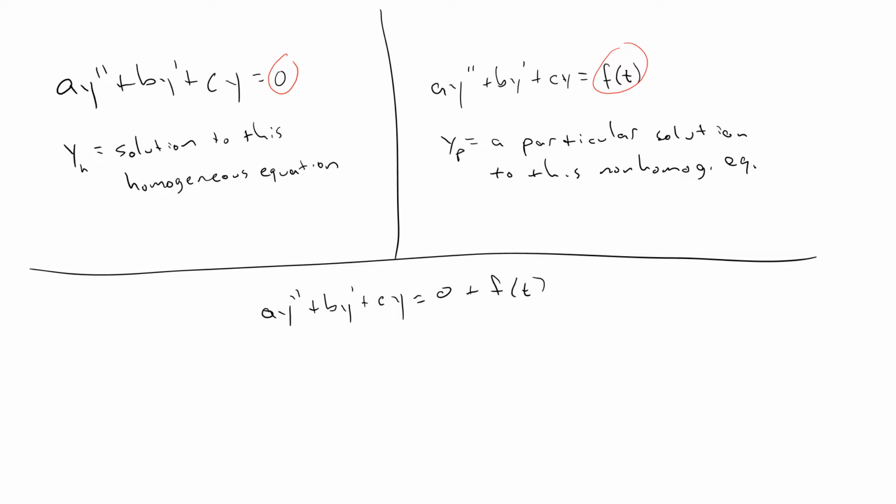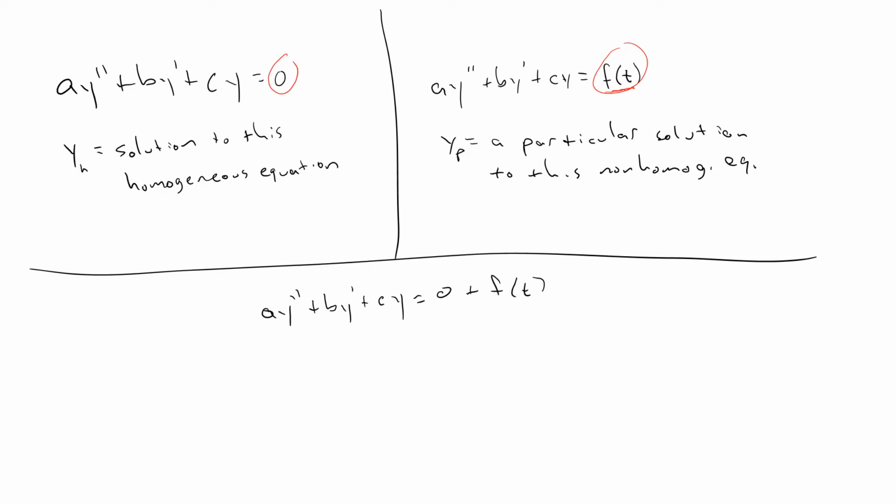On the right hand side, we already know how to solve these as well. That's what we learned how to do in section 4.4. We can solve this assuming f of t, this function on the right hand side, is one of those special cases that we talked about. Then we can make an educated guess at what the particular solution would be, and then find the appropriate coefficients that make it work. Okay, so these two equations individually we know how to solve using previous methods.